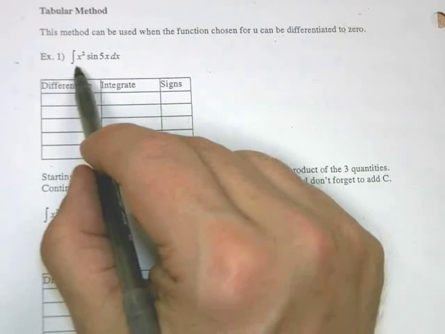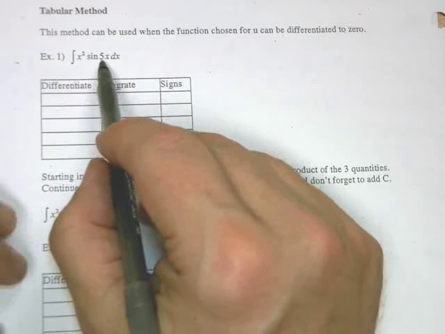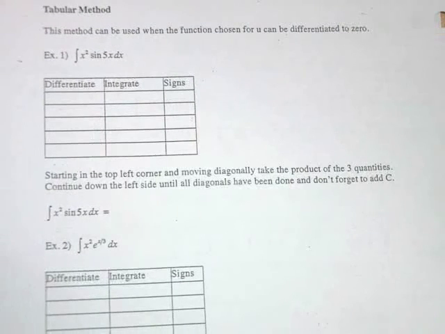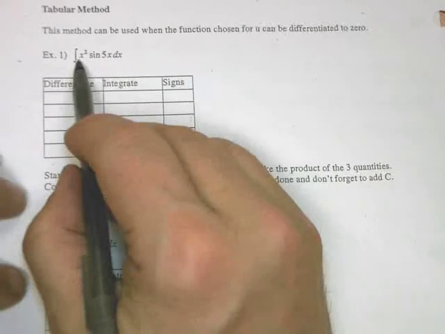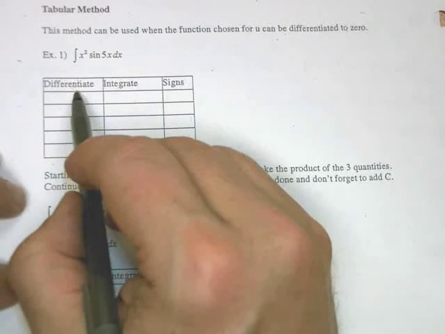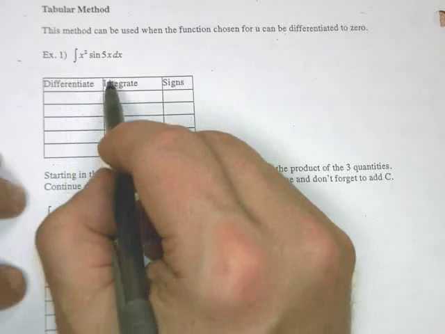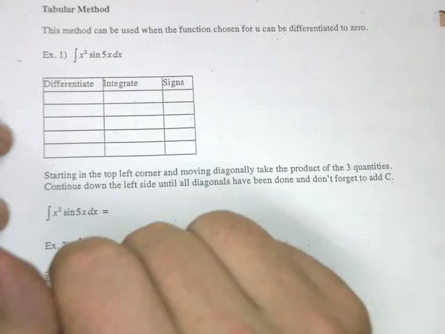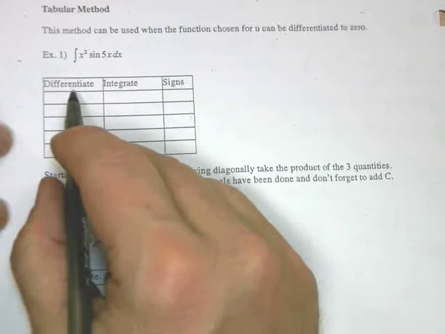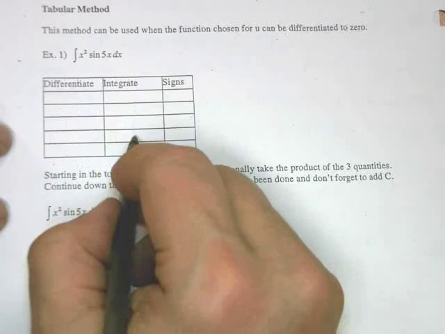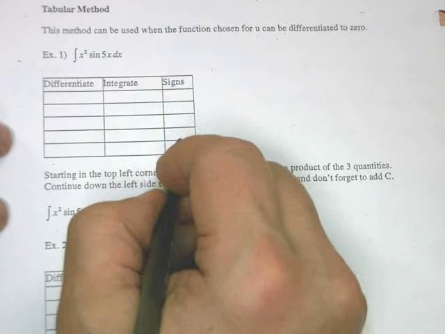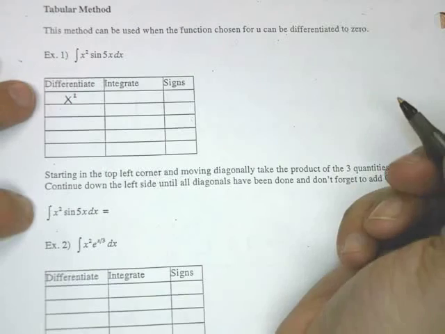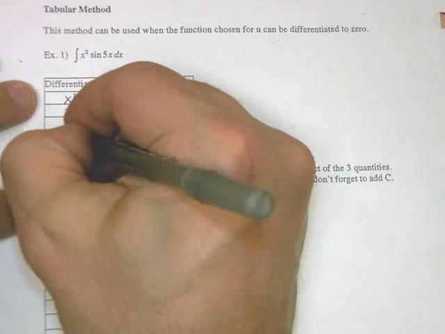Okay? The other thing I do have to have is I have to have a function that I can integrate the same number of times that I differentiate this one. Okay? So actually there's two criteria to make this work. One is this function that I choose to differentiate has to be able to differentiate to 0. And then the function that I choose to integrate must integrate the same number of times. Okay? So here's how it works. I make a differentiate column, I make an integrate column, and I make a signs column. All right? In the differentiate column, I'm going to put the function that I'm going to differentiate. So I'm going to put x squared. I'm going to differentiate that until I get to 0.